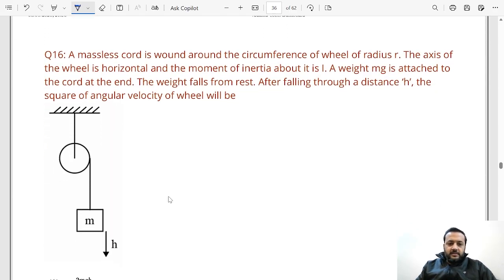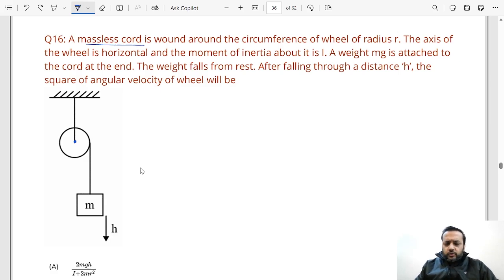In this question, there is a block of mass m, and this is a massless cord, and this is the wheel which we can treat like a disc of radius r. The moment of inertia of this wheel about the centroidal axis is I. That means the axis passing through the center of mass is I. The question is: when the block m descends by height h, what will be the square of omega of the wheel? Very easy question. You can do this by many methods. You can write the force and torque equations, or an easier method will be energy conservation.